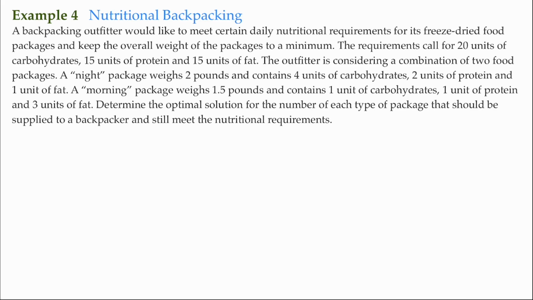A night package weighs 2 pounds and contains 4 units of carbohydrates, 2 units of protein, and 1 unit of fat. A morning package weighs 1.5 pounds and contains 1 unit of carbohydrates, 1 unit of protein, and 3 units of fat. Determine the optimal solution for the number of each type of package that should be supplied to a backpacker and still meet the nutritional requirements.